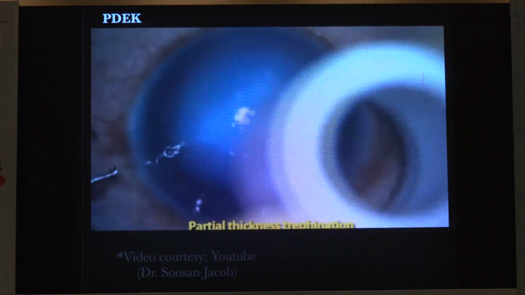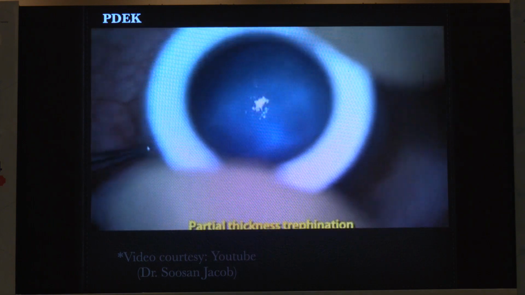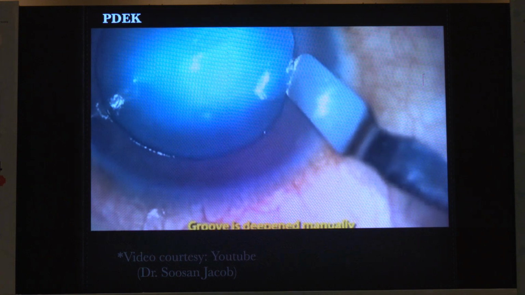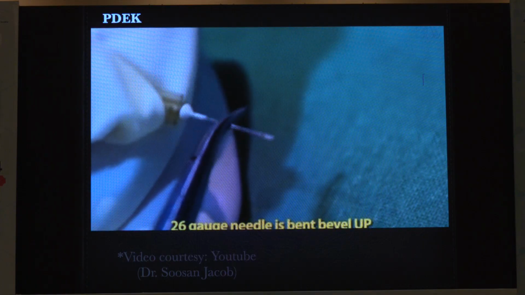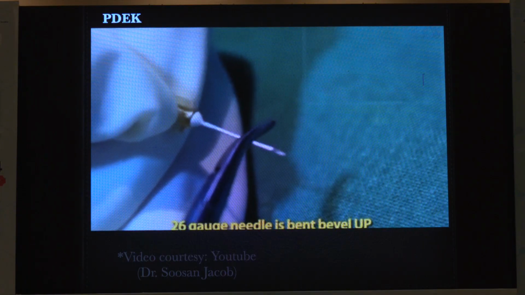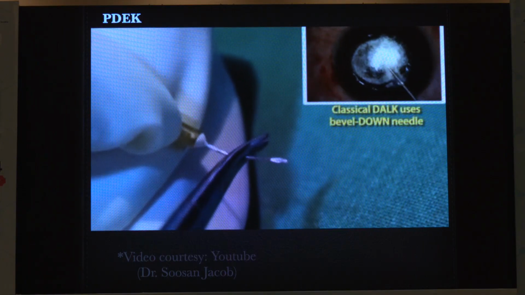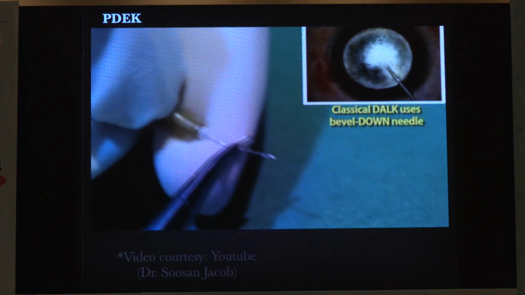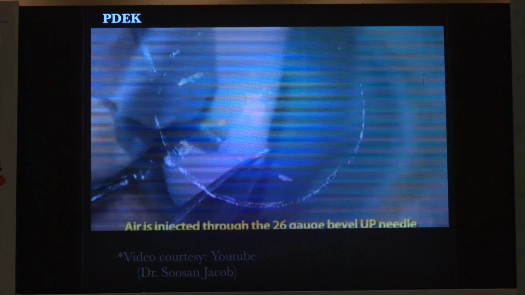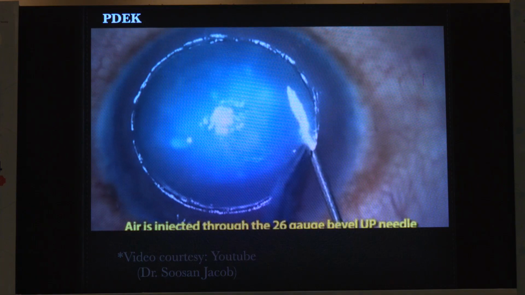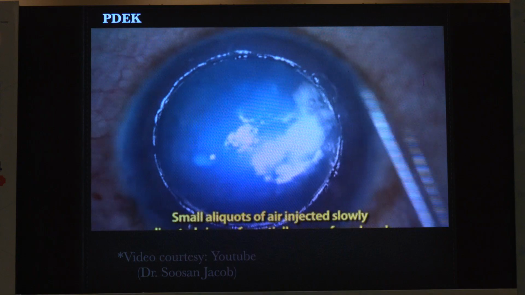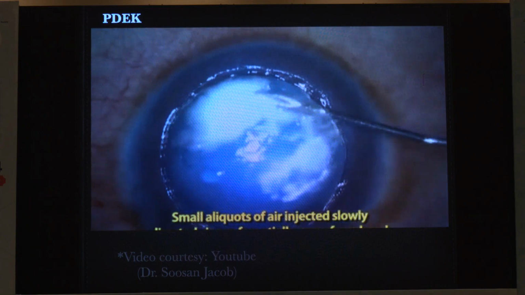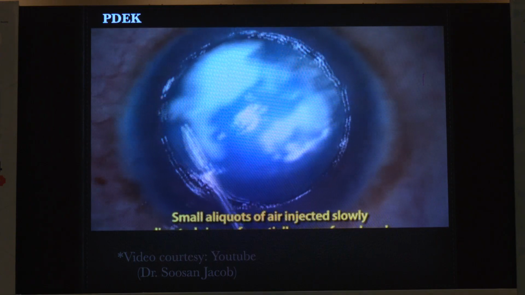This is a PDEK, the video showing the PDEK technique here. So there's a partial thickness dissection that has been done like a DALK we are doing, and then we inject an air bubble, and this is a bevel up needle, not like a bevel down needle. This is very important to follow, so as to avoid any ruptures or any perforations in these kinds of patients.